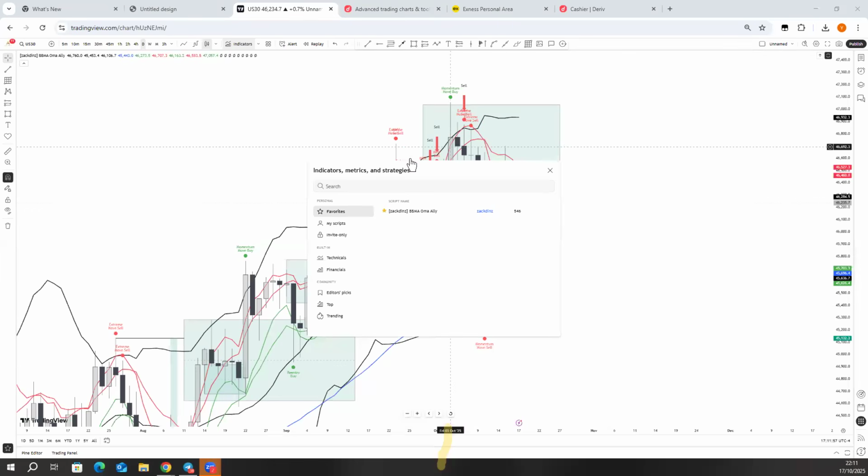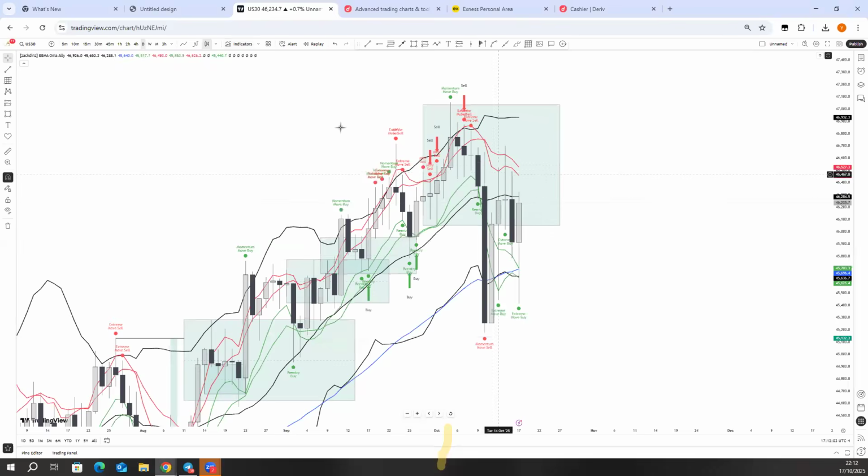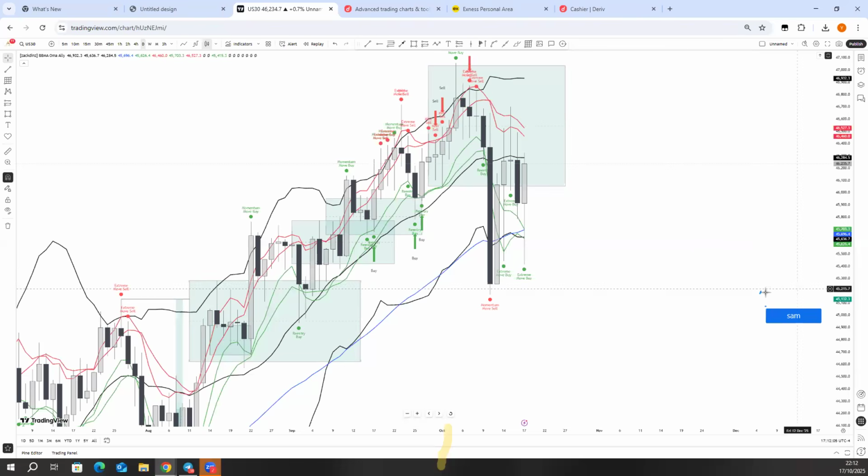All right, first thing you're going to do is pick out this indicator, this BBMA. It's going to come in its default manner.